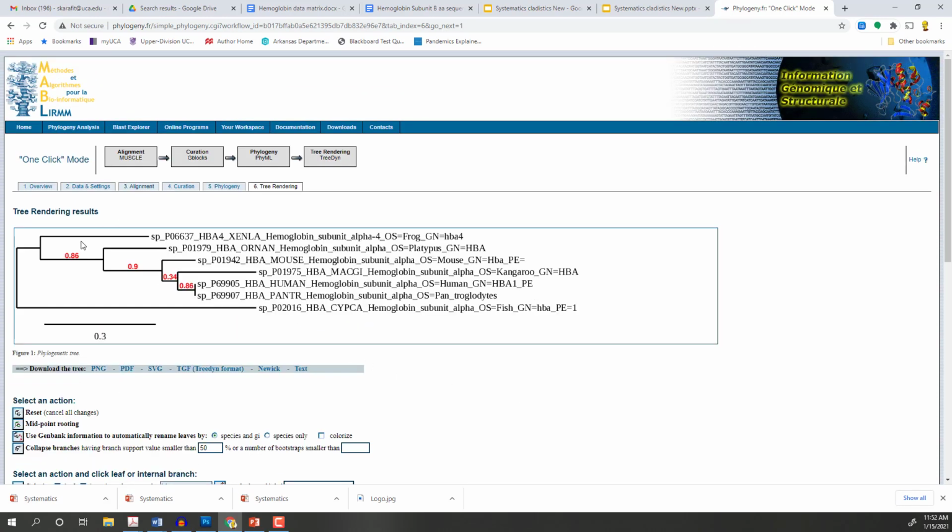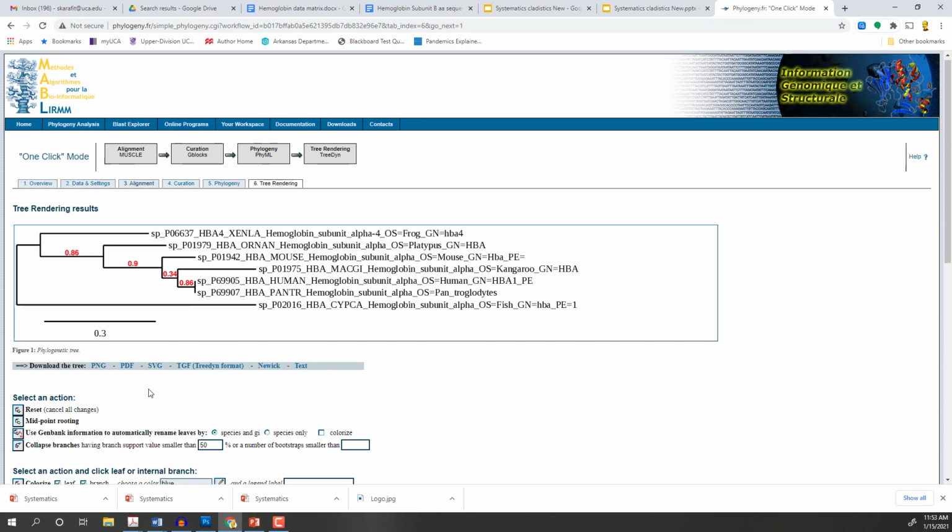Now this tree is a phylogram. It's similar to a cladogram. We'll just call it a cladogram for now. But the lengths of the branches represent how different the proteins were between the groups. Okay, so our outgroup here is this one down here, which in this case is a fish. And we can see that up here is a frog, and a platypus is here, and so on and so forth. You can see how these groups are related.